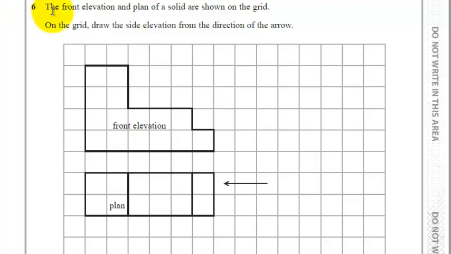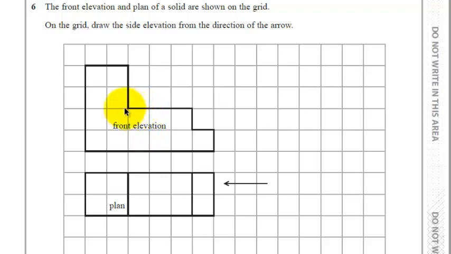Question 6. The front elevation and plan of a solid are shown on the grid. On the grid, draw the side elevation from the direction of the arrow. Here's the arrow. Now, the front elevation is what I see of a solid if I am stood directly in front of it. So I am almost perpendicular to it.